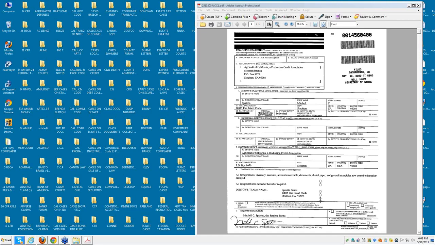Promissory notes are called general intangibles. And you'll see that they're listed here. You have farm products, you have inventory, you have accounts receivable, you have documents, you have chattel paper, and general intangibles, now owned or hereafter acquired. Usually, when they do these, they have a list on the back. Some of these are only 1 page long. This particular one is only 1 page long.